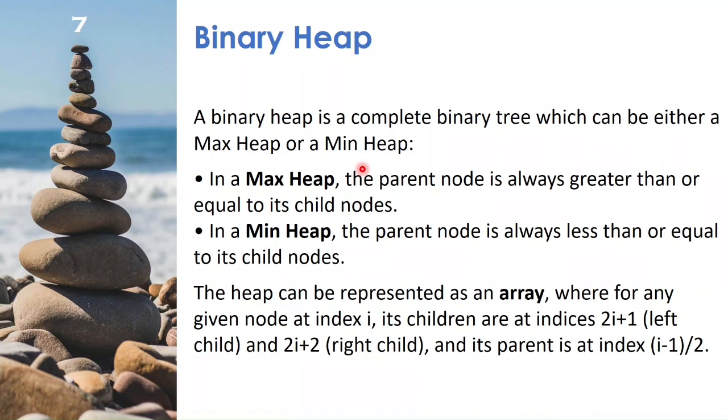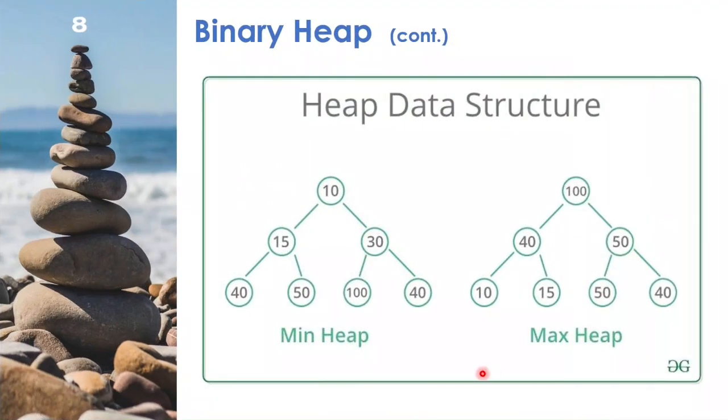So in a max heap, the parent node is always greater than or equal to its child nodes. Okay, in a max heap, the parent node is always greater, and in a min heap, the parent node is always smaller. So the heap can be represented as an array, where for any given node at index i, its children are at indices 2i plus 1 and 2i plus 2, and the parent. So we're gonna look at this in more example, and then that's gonna make more sense. We can read this if you want, right? But we're gonna explain them as we go.